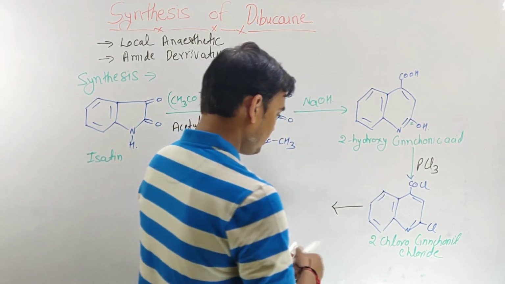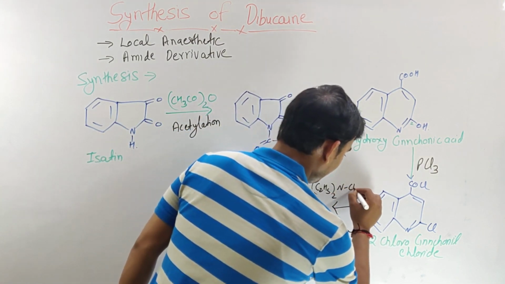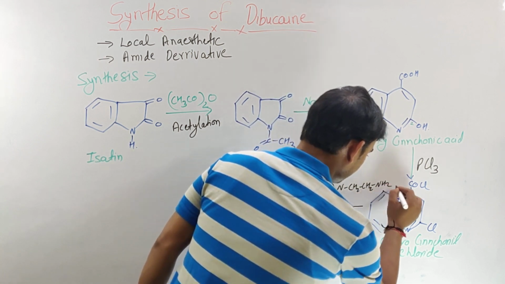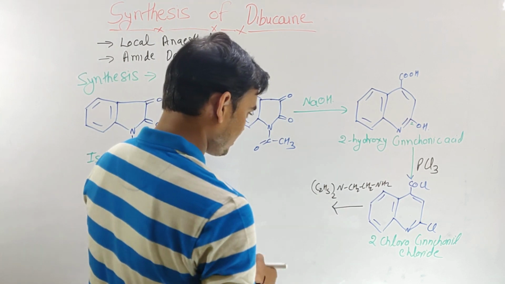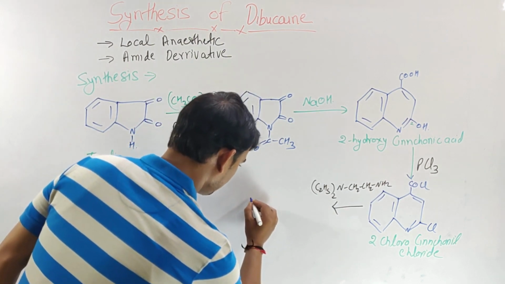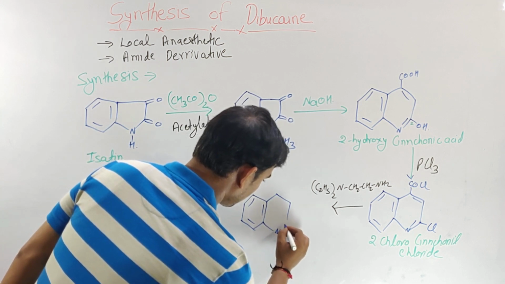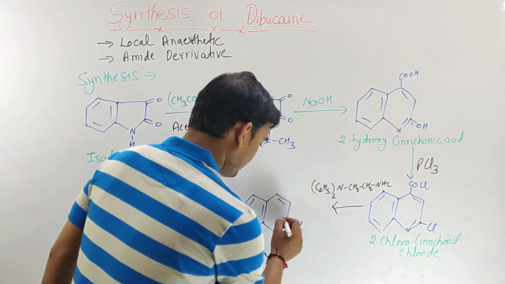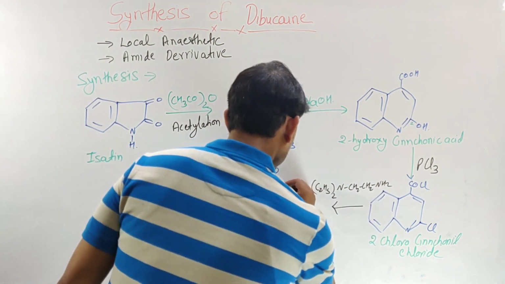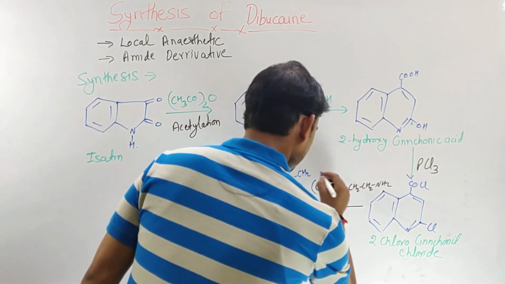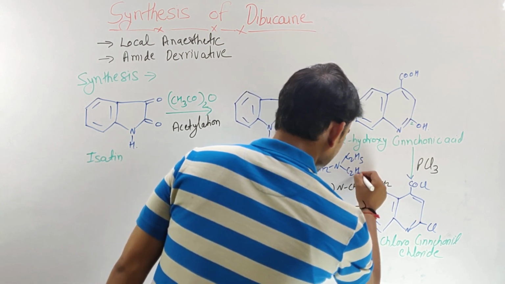Now this 2-chlorocinchoninyl chloride is reacted with diethyl ethylene diamine, C2H5, CH2, NH2. Diethyl ethylene diamine reacted with this compound, and here we will get the chlorine group, and here we will get CO, NH, CH2, CH2, N, and here C2H5 and C2H5.